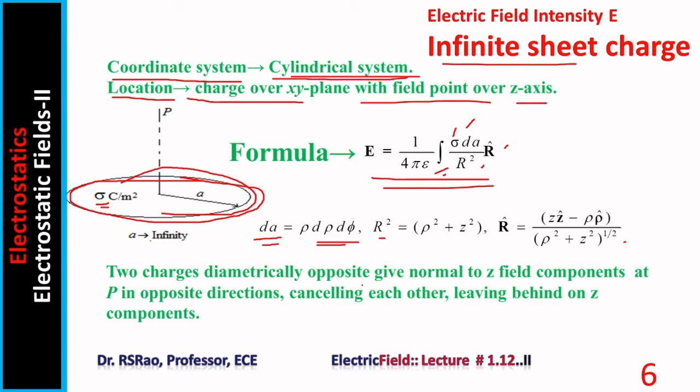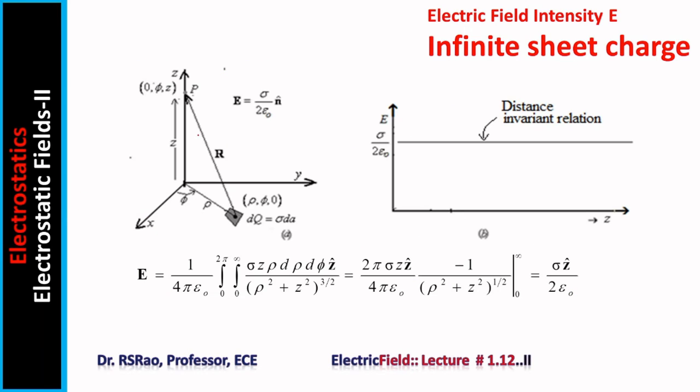only z components. What he is trying to tell is, this is the point where I want field intensity. Due to this sheet charge, field here has only z component. It is entirely in z. Why? Reason is this. You consider a small area here. The charge within this area gives rise to certain amount of field like this. Diametrically opposite, you consider another charge. This also gives rise to certain field. These two can be resolved into two components, one along z direction, another normal to z. This also you can resolve into two components, one along z, another normal to z. These normal to z components get cancelled, leaving behind only z components.